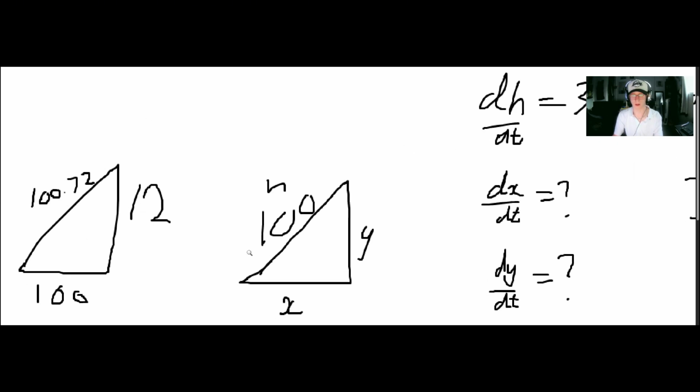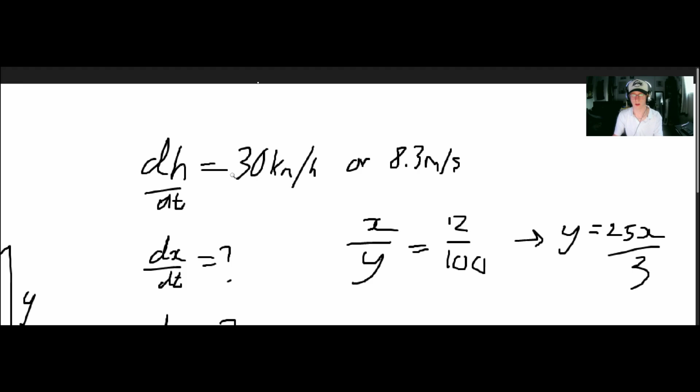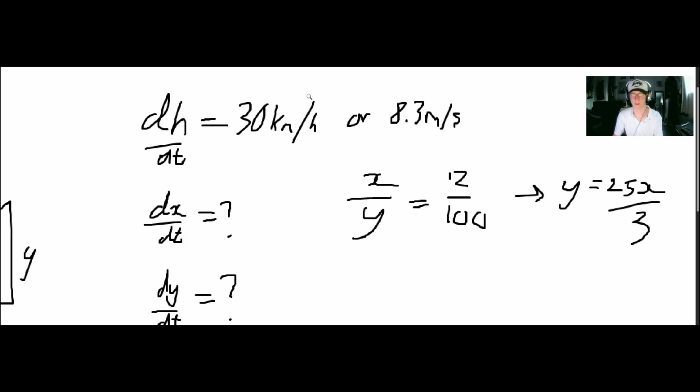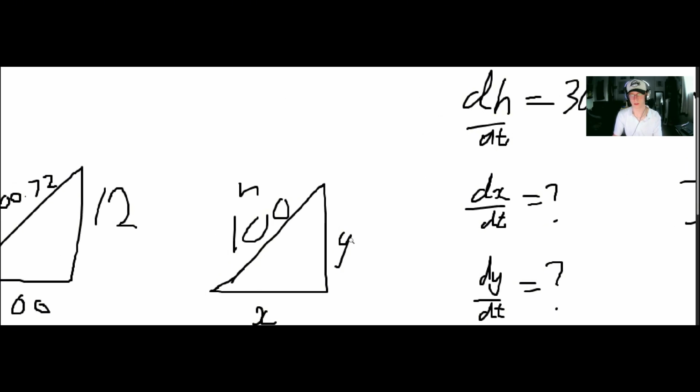to decipher that the rate of change on our triangle is going to be dh over dt, and that will be 30 kilometers per hour, but we will change that to 8.3 meters per second, and that we are looking for the rate of change of dx over dt and dy over dt.